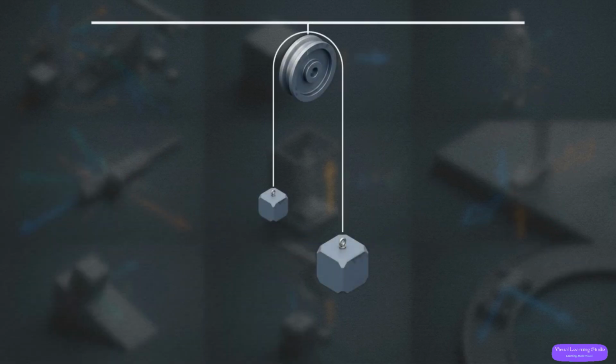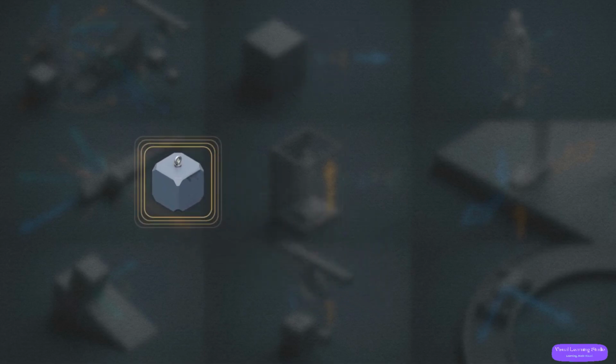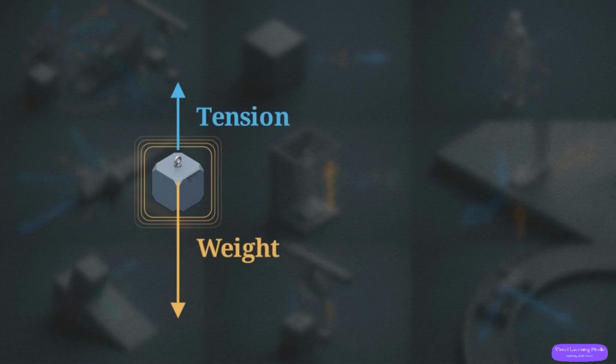Let's test this logic. In this Atwood machine with two unequal masses, identify the specific forces acting only on the heavier block. When we isolate that block, we see only two vertical forces, the tension of the string pulling up and the weight of the mass pulling down. Identifying these specific components is how you translate physical observations into solvable equations.